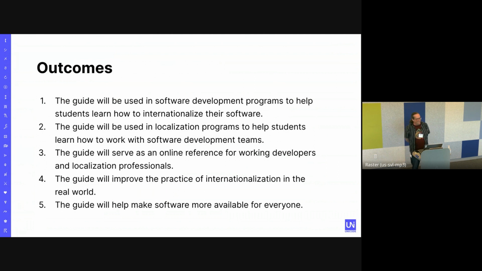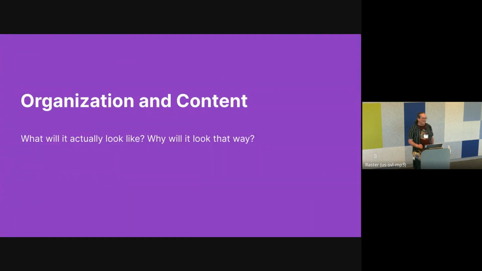The fourth outcome, getting more into the long-term outcomes we want to see from this, is that we want it to actually improve the practice of internationalization in the real world. And fifth, by doing that, we want the guide to actually help make software more accessible to more people. So with that, that's kind of the background of the project. Let's get into the actual organization and structure of the guide.